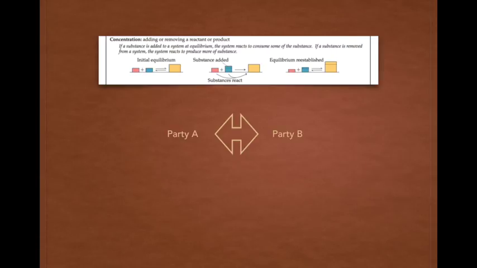So let's use the party example really quickly to make sure we understand this. I have party A and I have party B. And let's say I'm at equilibrium. So they're individuals at party A, they're individuals at party B, but they're going back and forth from party to party at the same rate. Therefore, it seems like the total number of people at party A remains the same and the total number of people at party B stays the same.